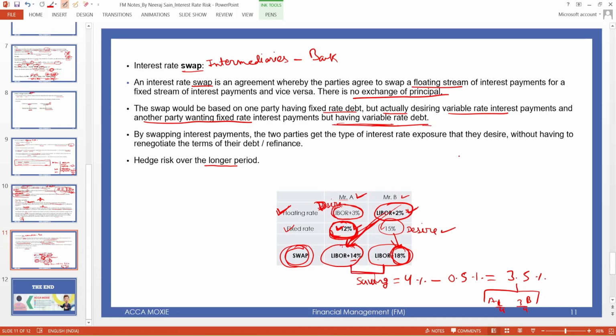I hope you guys understand this. Don't worry too much about this. You don't have to calculate anything in this. You just have to remember the concept, and you will be very comfortable in the exam. Next we will do the questions of this chapter, foreign currency and interest rate risk, and we will solve them together. So that's all for now.